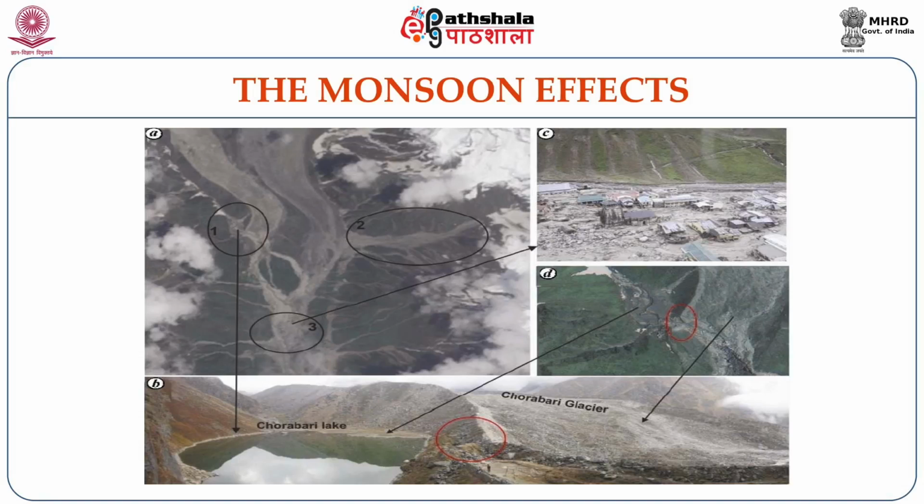Now, when the Chorabari lake gets breached, such a volume of water will come out. So these are the questions. Where did all the water come from? Is it through rainfall? Is it through a glacial lake bursting out? Or is it something else? These were the questions in front of the scientists.